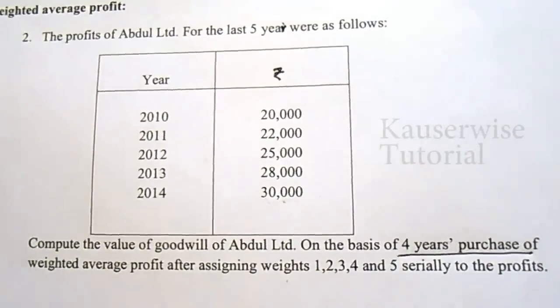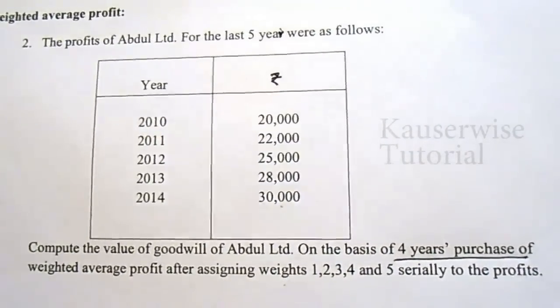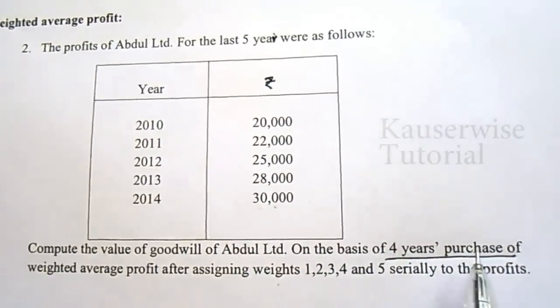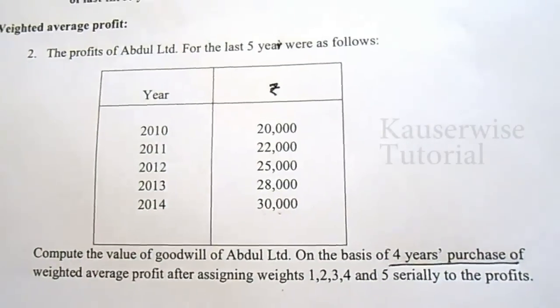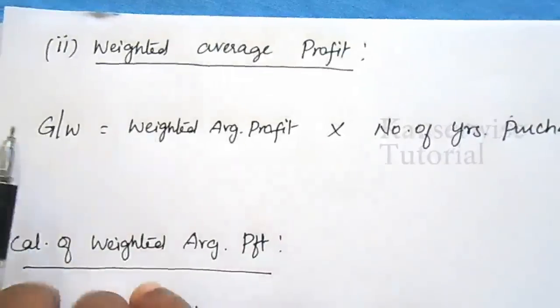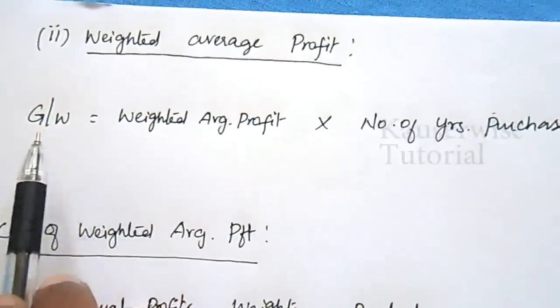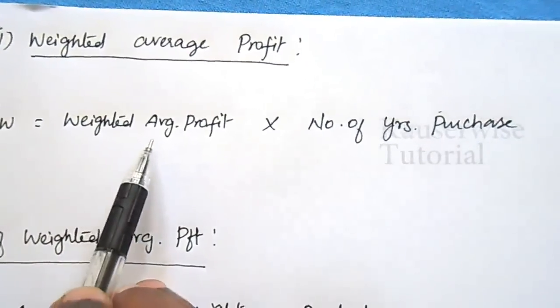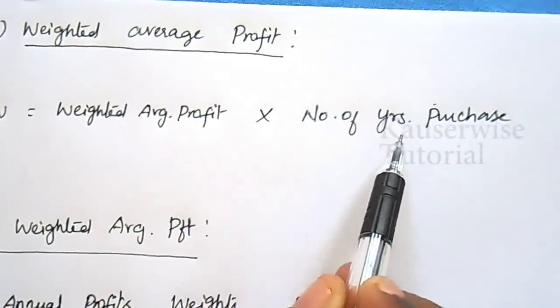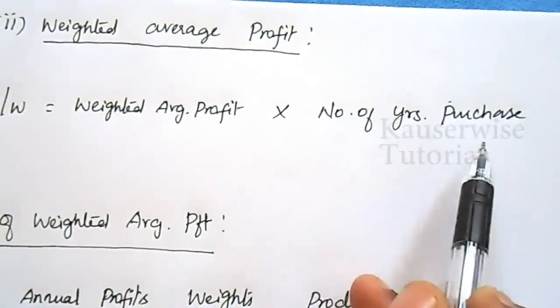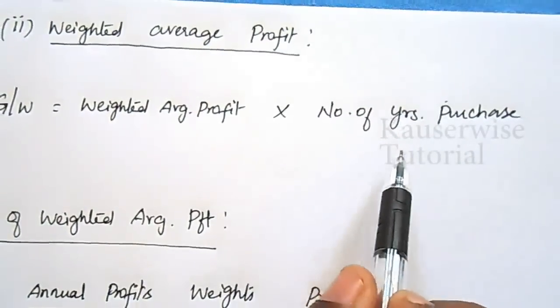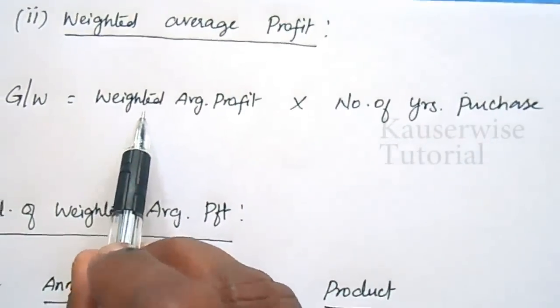The only thing we need to do is find the weighted average and multiply it with the 4 years purchase. The number of years of purchase is given in the problem. So let us see the solution. See the formula for the weighted average method. Goodwill is equal to weighted average profit into number of years of purchase. The number of years of purchase is given in the problem, that is 4 years. Now we need to calculate the weighted average profit.